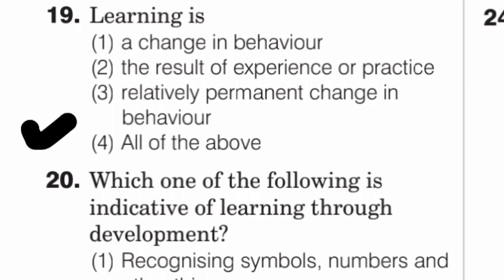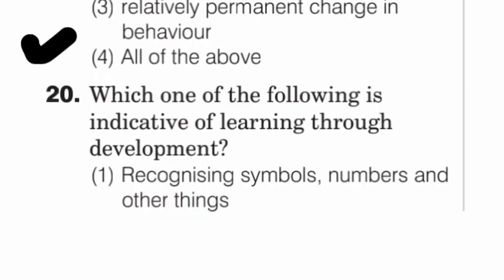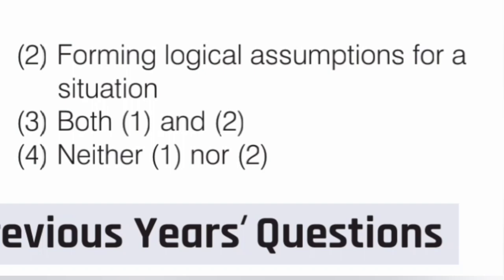Now question number 20. Which one of the following is indicative of learning through development? Number 1, recognizing symbols, numbers and other things. Number 2, forming logical assumptions for a situation. Number 3, both 1 and 2. Number 4, neither 1 nor 2. So this question's right answer is number 3, both 1 and 2.